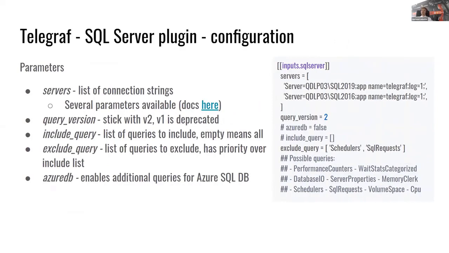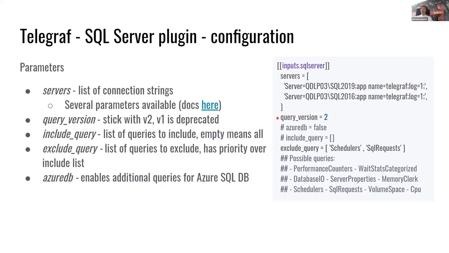This is what the configuration looks like. The only mandatory section is the server parameter, which is just an array of connection strings. So with this input, you can actually monitor several SQL Server instances at once. There are lots of different parameters available for those connection strings, but I won't list them all because I don't have the time to do that. But you can just have a look at the documentation to see which parameter you might actually need to connect to your SQL Server instance.